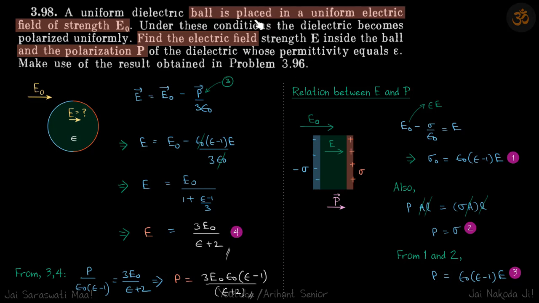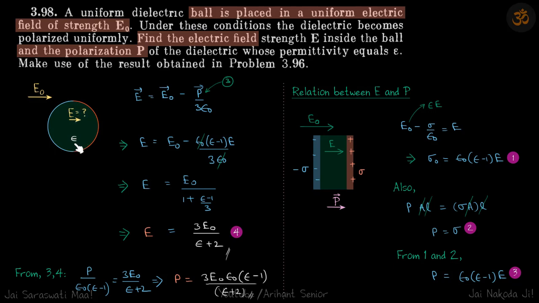A dielectric ball is placed in a uniform electric field, which is E naught. So we have a dielectric ball which is kept in E naught. So obviously it will get polarized. The positive charge will come on the right side and negative charge will be on the left side.